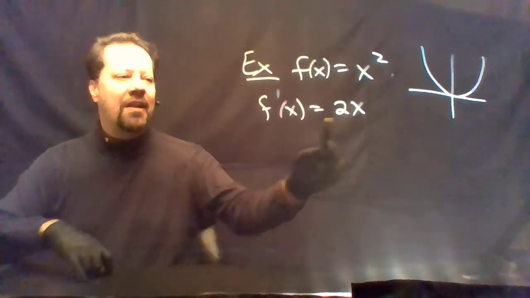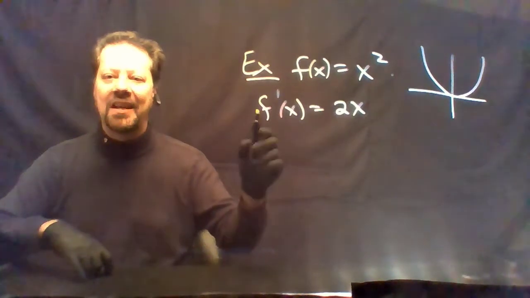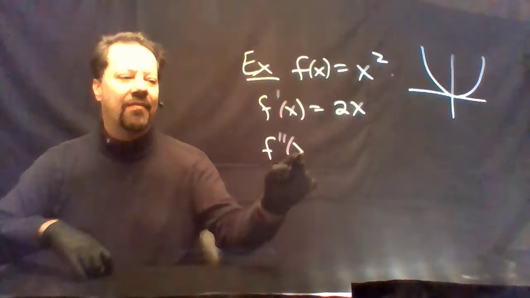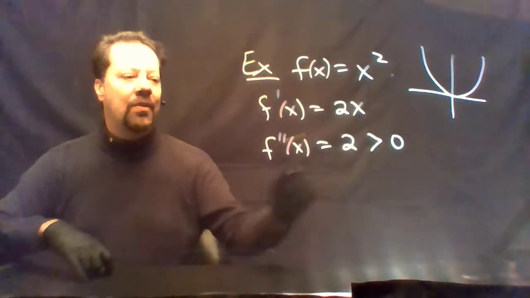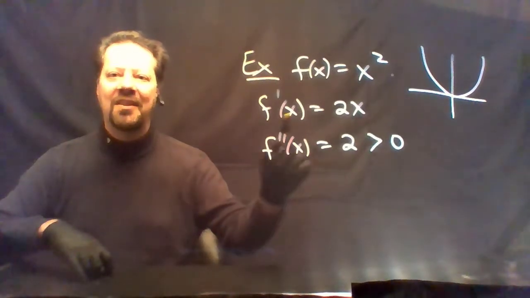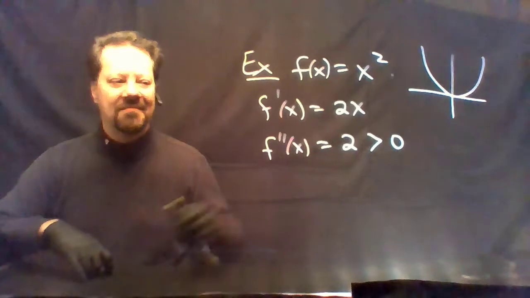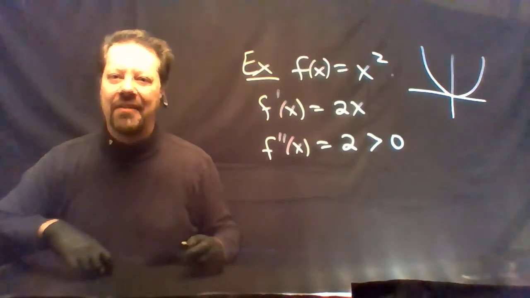To determine whether or not the derivative is increasing, we need to calculate the derivative of the derivative. Since the second order derivative is positive, the first order derivative is increasing. That means this function is concave up.